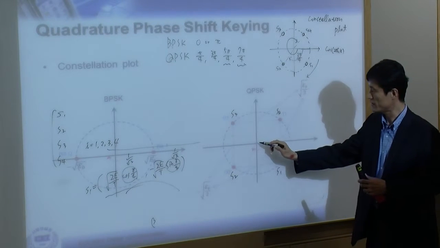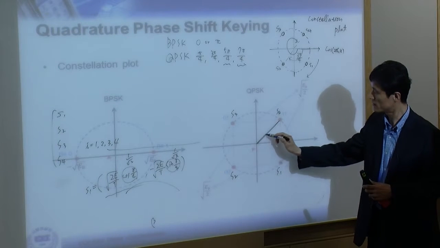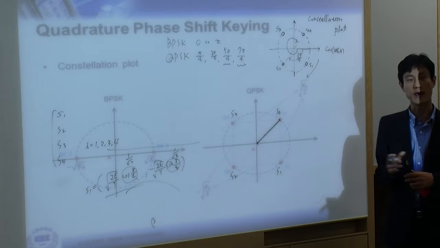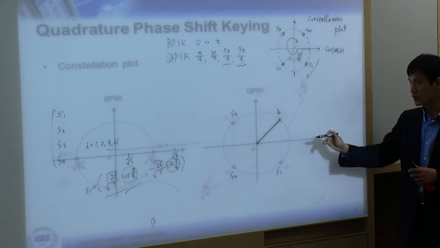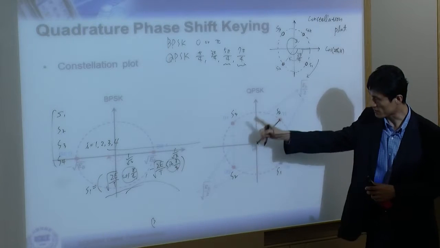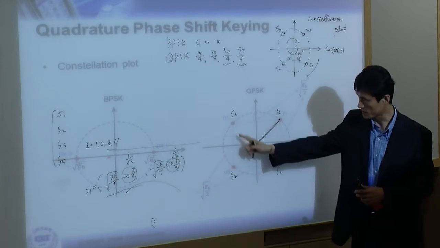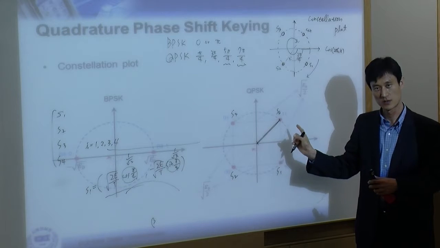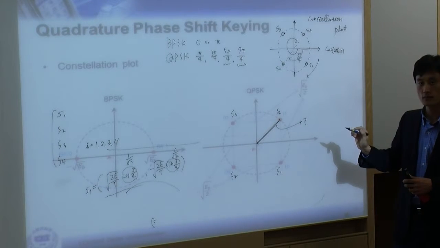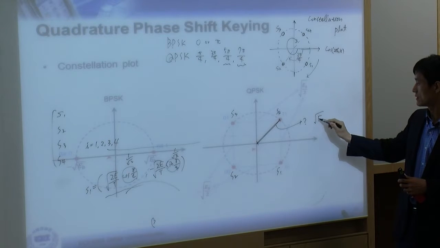And what is this energy? What is this value? This is the amplitude of your S4. Actually, this is a circle, so all these 4 symbols have the same amplitude. So what is this amplitude? Root square E.